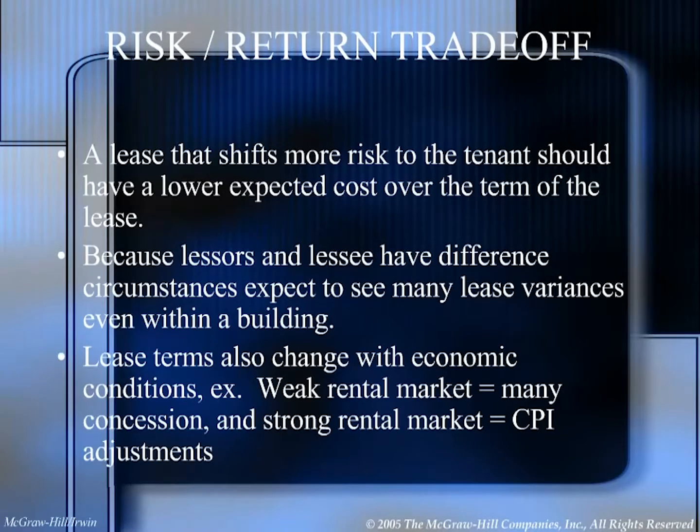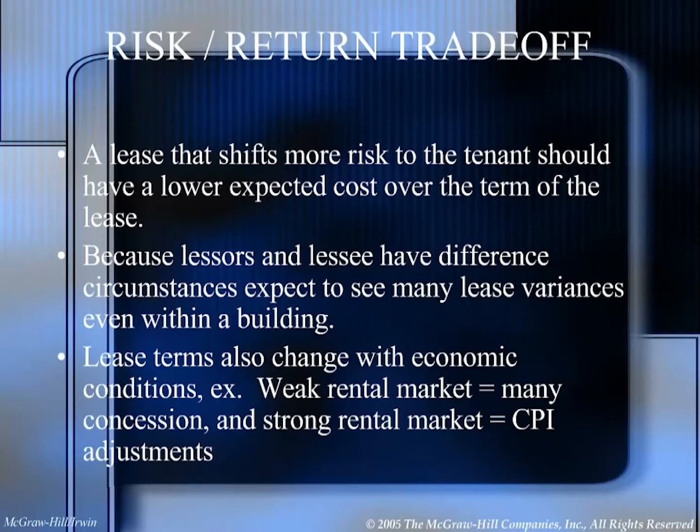As I've been mentioning throughout, as the lease shifts more risk to the tenant, that tenant should have a lower expected cost over the term of the lease. We'll see that there are many variations on leases, even within a building, because the lessee and the lessor have different circumstances. One lessee may be able to take on more risk, so they're able to take on a lease that has expense steps and increases in the rent by CPI, where another tenant is not able to take that risk on. So they just want a net lease where they know exactly what they're paying. It has steps built in, no CPI, and they know exactly what it's going to be.